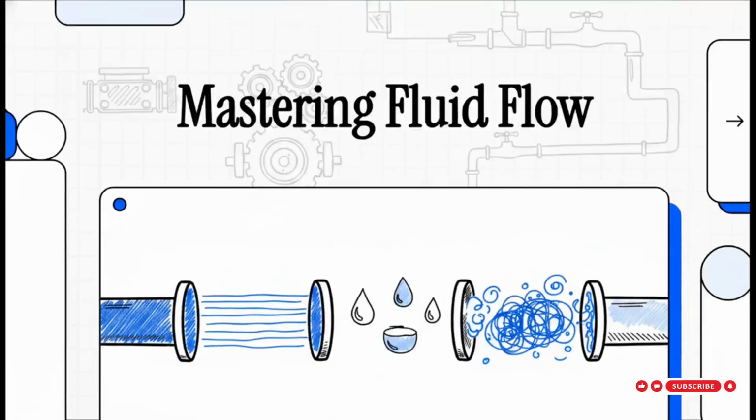Welcome to this explainer. Whether you're literally designing complex chemical piping systems or just kind of nerding out over the physics of everyday life, mastering fluid dynamics is absolutely crucial. Today, we're going to cut straight through the noise and look at the exact fundamental rules that dictate how fluids actually move, from the oil running through a car engine to the water rushing through city pipes.